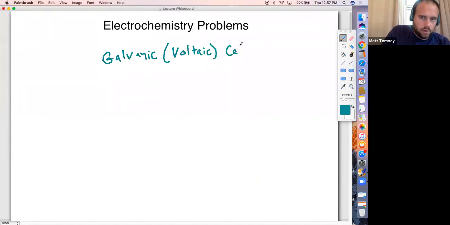All right, and then the other one, which we will not be discussing today, but you will have material on that I'll deliver at some point, is known as an electrolytic cell or electrolysis. Okay, so that one will be down the road in a little bit. So we're going to take a look at galvanic cells, which are the more common cells today.